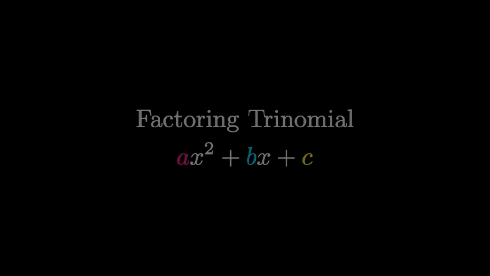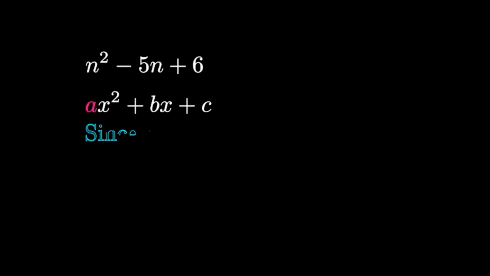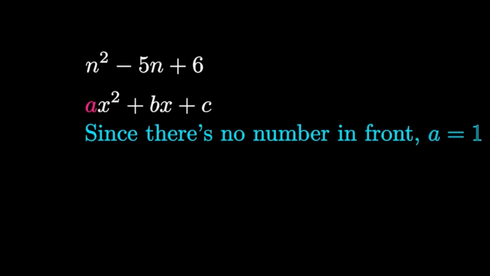Okay, so we're factoring trinomials. Let's get started. All right, so we got n squared minus 5n plus 6. Now, what I want to do is pay attention to the thing in front of the n squared. That's why I put this general formula up. You always want to analyze a, which is the number in front of n squared. And since there's no number in front of n squared, that means a is equal to 1.